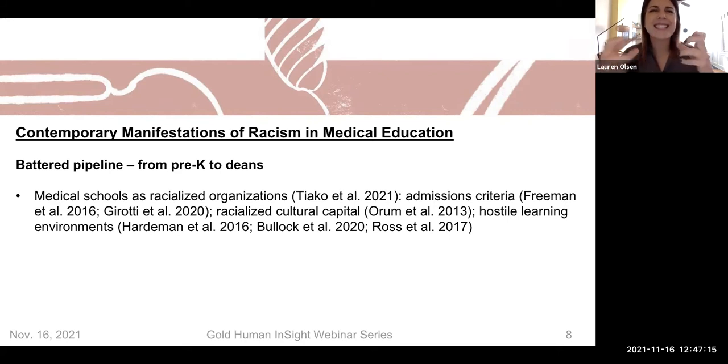And I say this instead of leaky because I think what battered captures is that if you're imagining quite literally a pipe, there is an agent behind it, there are people that are battering the pipeline. It's not just that there are little holes, right? There are actors in these organizations that are creating these admissions criteria, rewarding white cultural capital, and engaging in hostile behaviors in these learning environments.